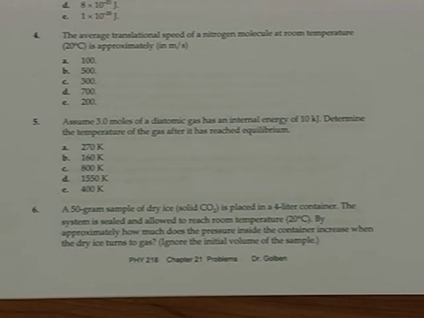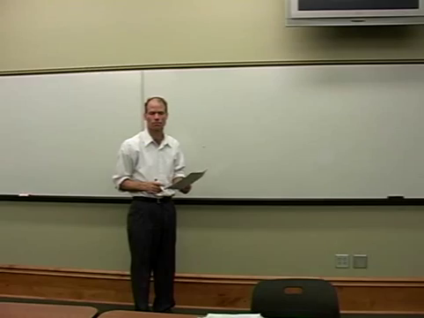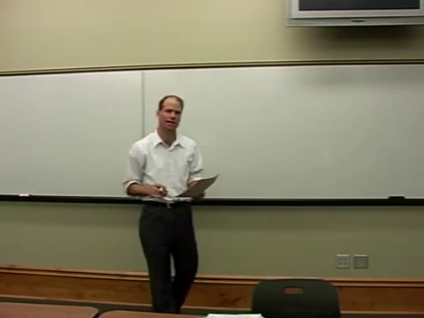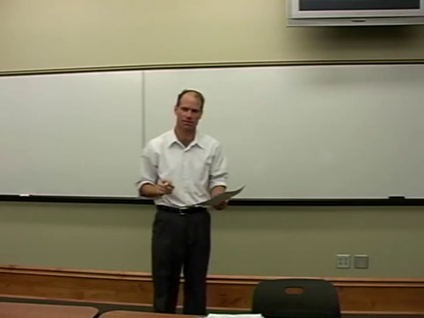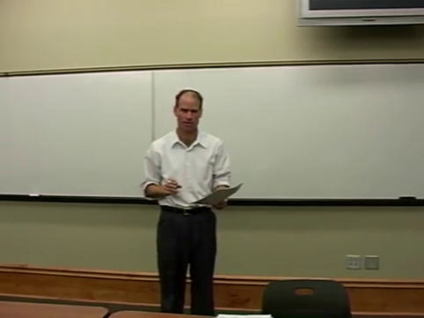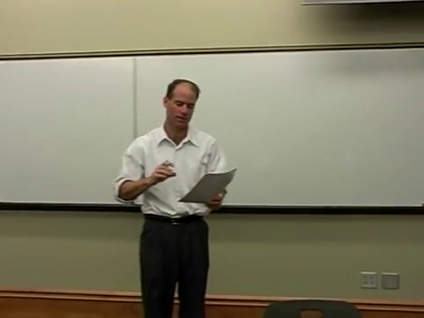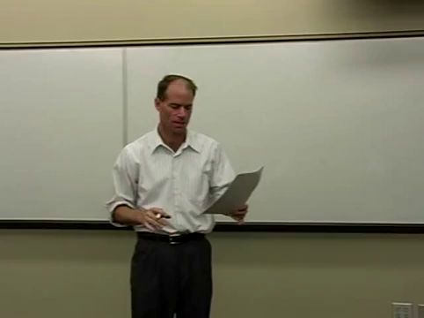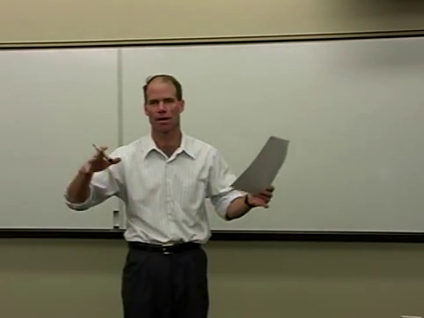A 50-gram sample of dry ice, which is solid carbon dioxide, is placed in a 4-liter container. The system is sealed and allowed to reach room temperature at 20 degrees centigrade. By approximately how much does the pressure inside the container increase when the dry ice turns to gas? Ignore the initial volume of the sample. All right, so we're going to have some kind of container. We're going to put 50 grams of solid dry ice, carbon dioxide, into this container. It's going to turn into gas, and by turning into gas, it's going to add pressure to the system.